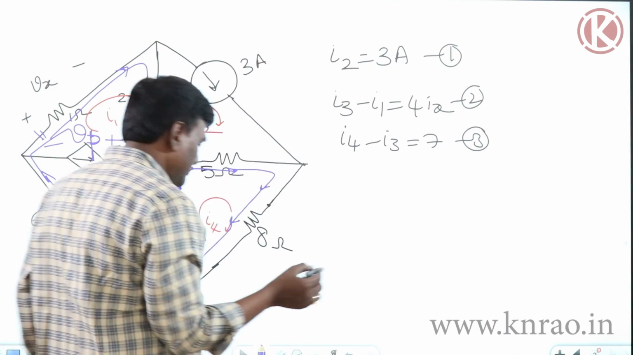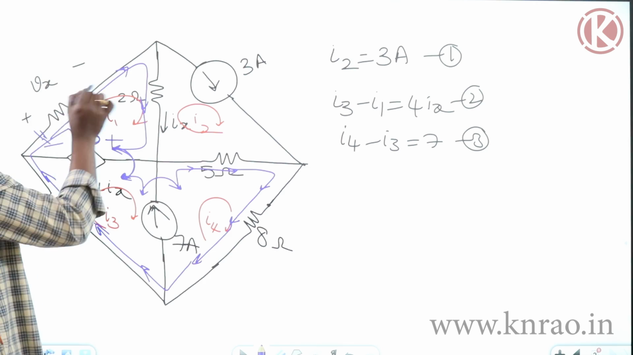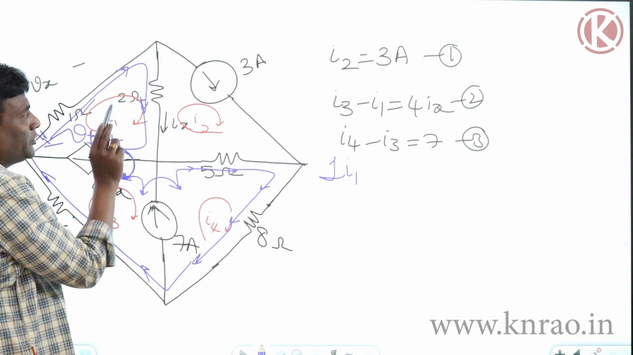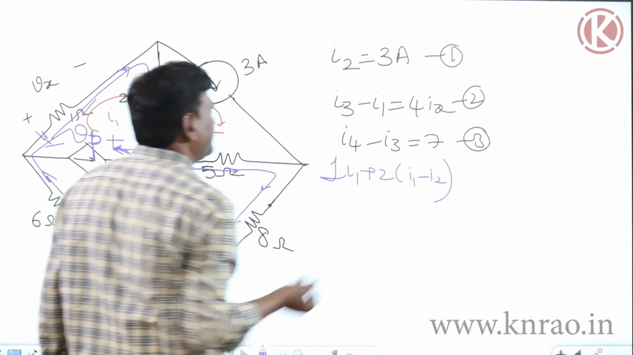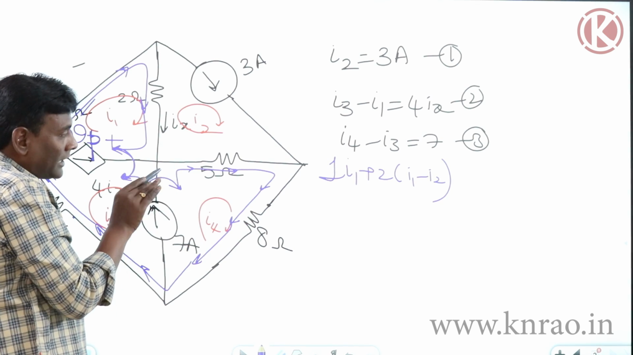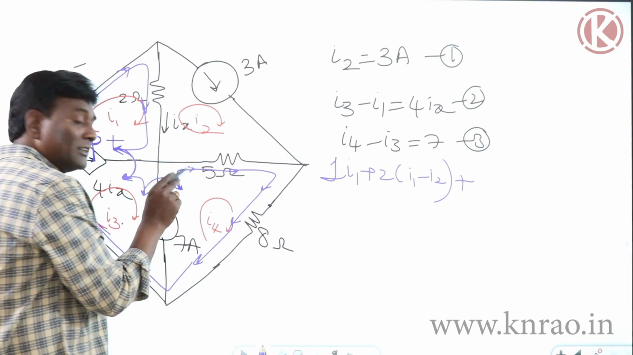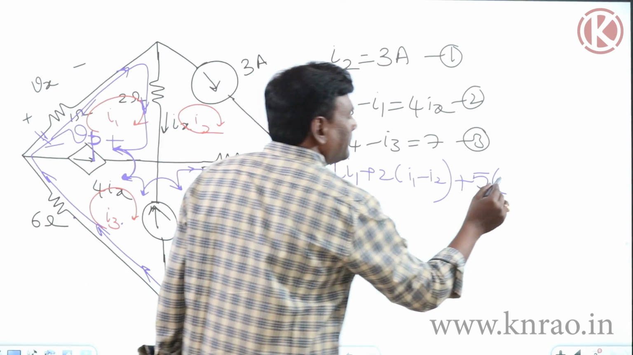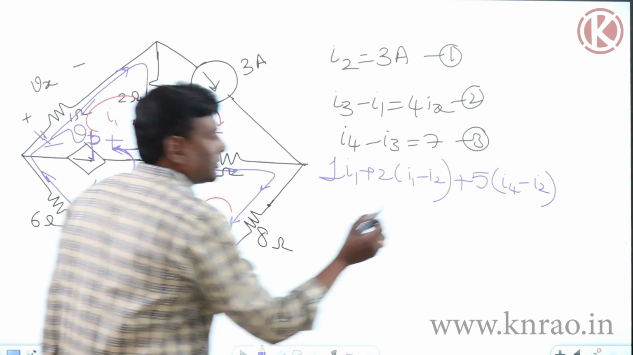Now let us try to write this. Maybe let me start from here. I1 is flowing like this, so 1 into I1. After that, from here to here, 2 into (I1 minus I2). After that I have to jump from here to here, again a current source, and the current in this direction is going to be I4 minus I2. So plus, the resistance value is 5 ohm, so 5 into (I4 minus I2).